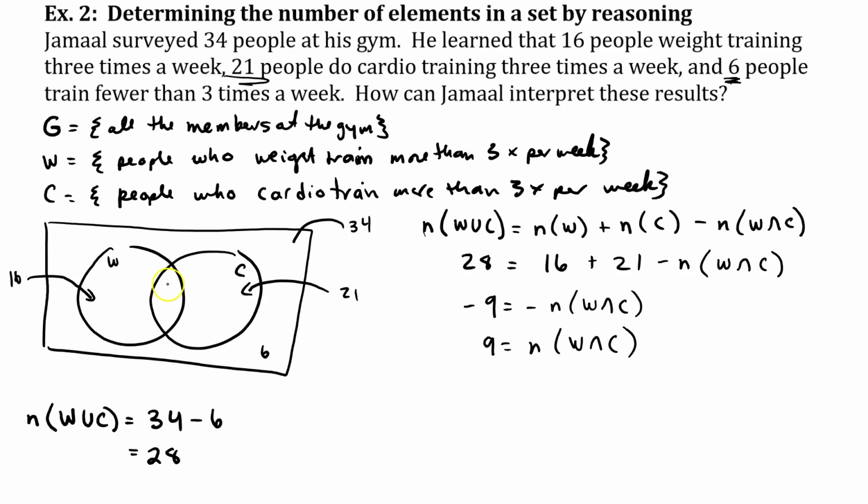So that means my number in the intersection here is 9. My total for W has to be 16, so the people who only weight train must be 7, because 7 plus 9 is 16. I know that this number here must be 12, because 9 plus 12 is the full 21. Now, if I take 7 plus 9 plus 12 plus 6, do it in your calculator real quick. I bet you're going to get 34, and that's exactly right.